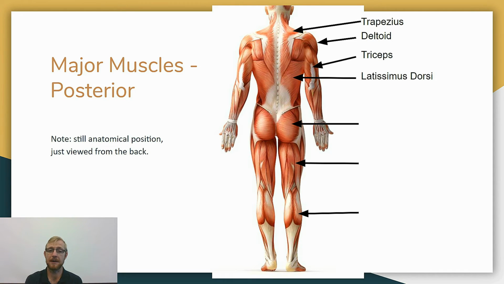And your lower back is called your latissimus dorsi. You can see your butt muscles are called your gluteals muscle group, and the back of your thighs are called your hamstrings. Now down in your calf muscle there, that muscle is called the gastrocnemius.